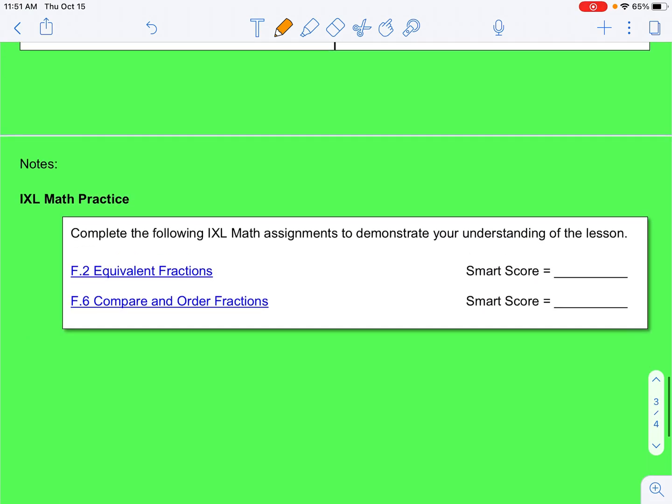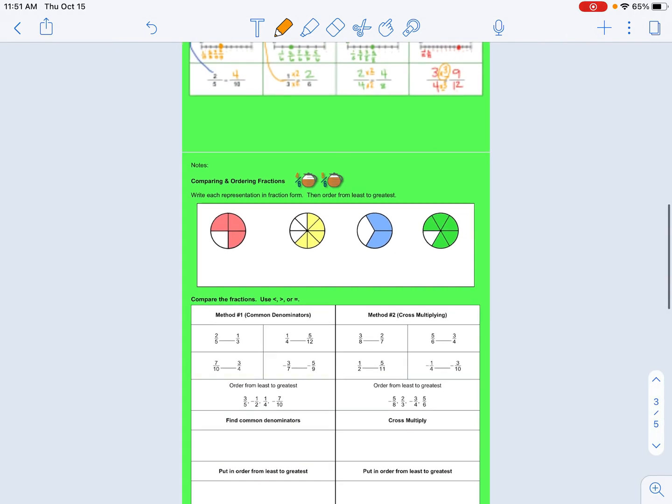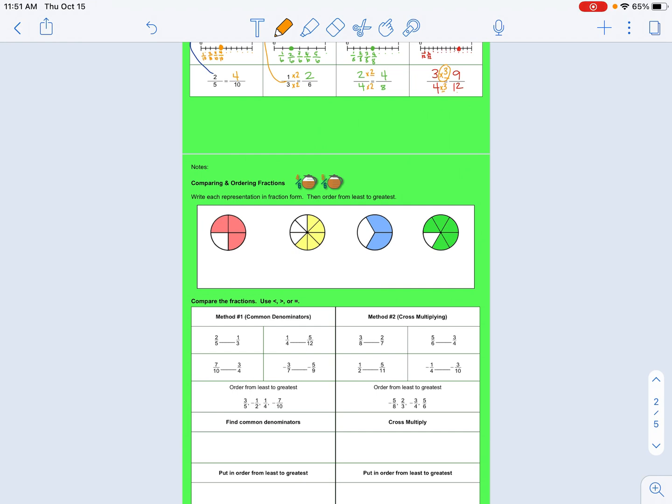Alright? So right now you are going to work on IXL F2. And then tomorrow we'll finish the rest of this lesson and work on the last IXL.